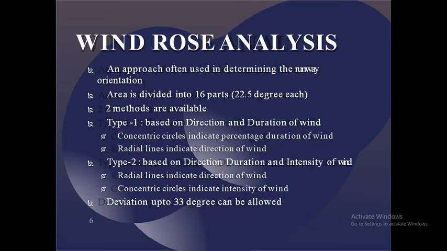Last one, deviation up to 33 degrees can be allowed. Generally, in terms of angle measurement in degrees, as I already said, north is 0 degree or 360 degrees, east is 90 degrees, south is 180 degrees, west is 270 degrees. Deviation up to 33 degrees can be allowed.